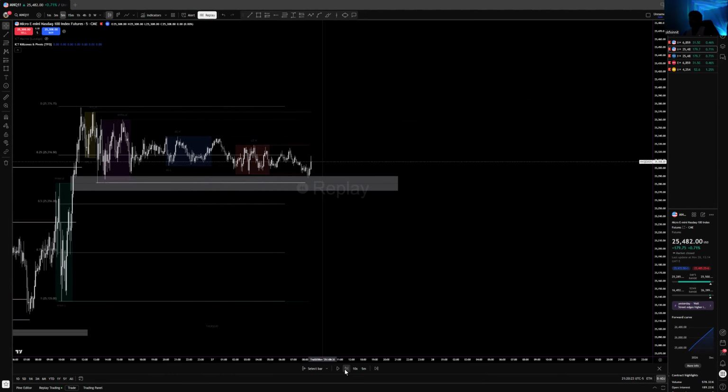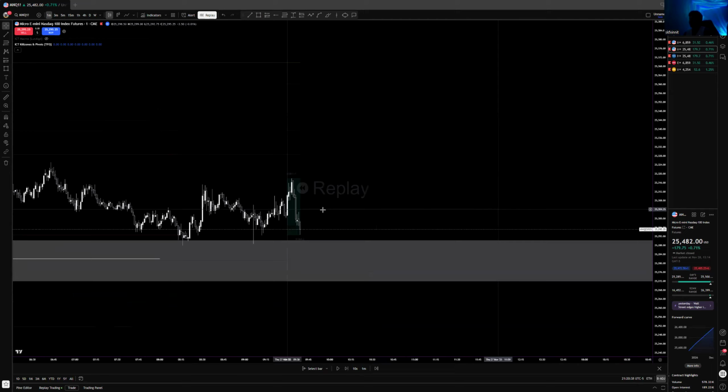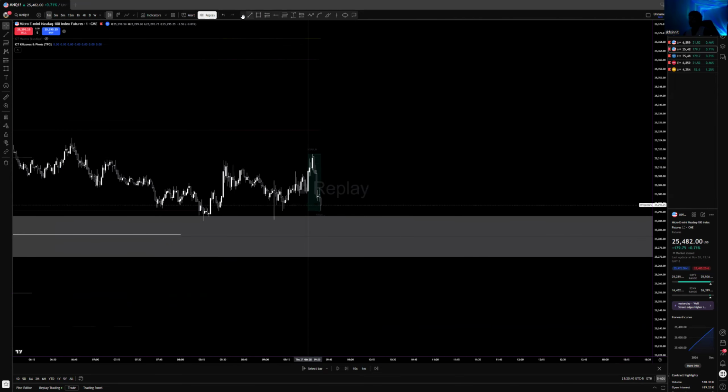So let's wait for market open. We swept the London low, bouncing back into the 5-minute fair value gap, the 15-minute fair value gap, pushing up on the 5-minute time frame. So that's going to be my entry right there. Everything has been said and done.